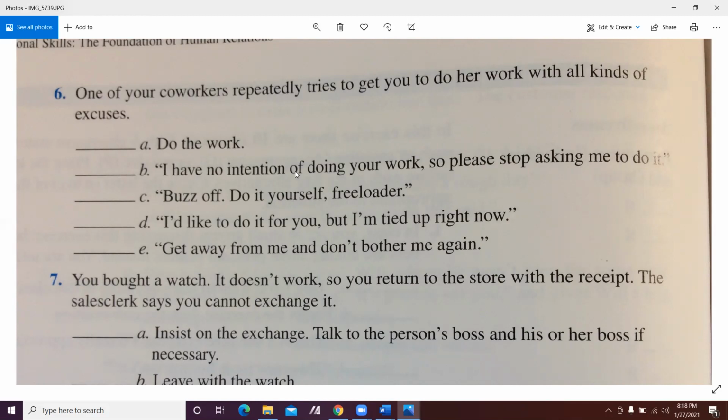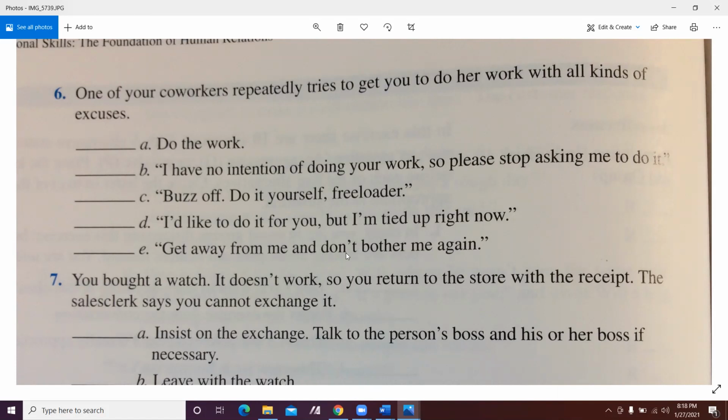Aggressive. Then C: do it yourself, freeloader. Definitely aggressive. D: I would like to do it for you, but I am tied up right now. Passive. Still, this is passive, not assertive. E: get away from me and don't bother me again. This is also aggressive.